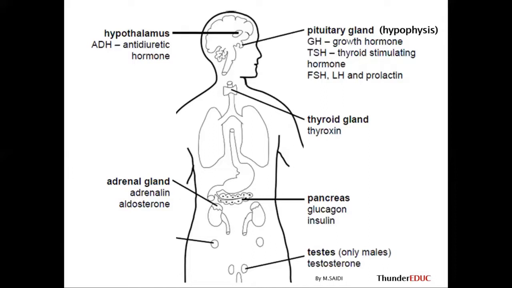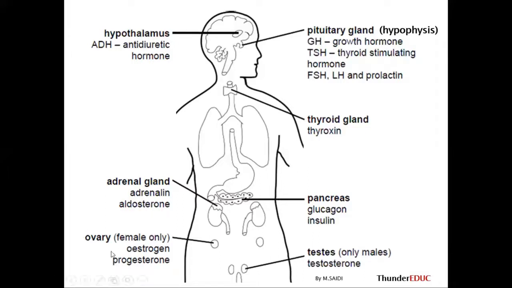We're going to look at the functions of each. So you have the ovary. The ovary produces two hormones. The first one is estrogen. The second one is progesterone. Please don't forget the spellings because spellings count.